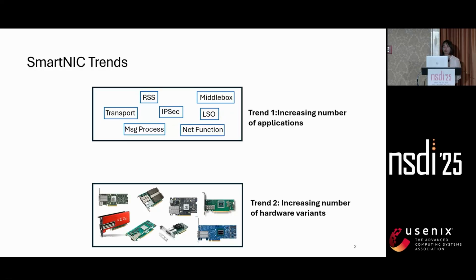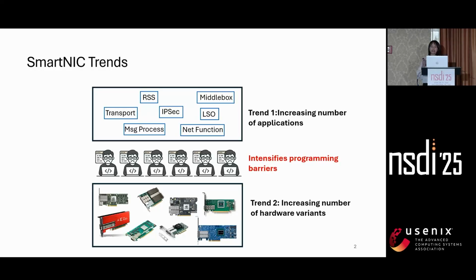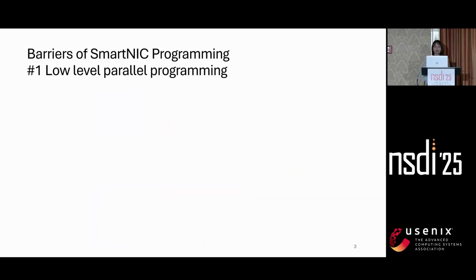However, this rapid growth brings a new challenge, which is intensified programming barriers. Programming and optimizing these diverse applications on these heterogeneous hardware is becoming more and more difficult. We are seeing that programming barriers are becoming the major roadblock that prevents SmartNICs from being further adopted. So there are two main barriers.